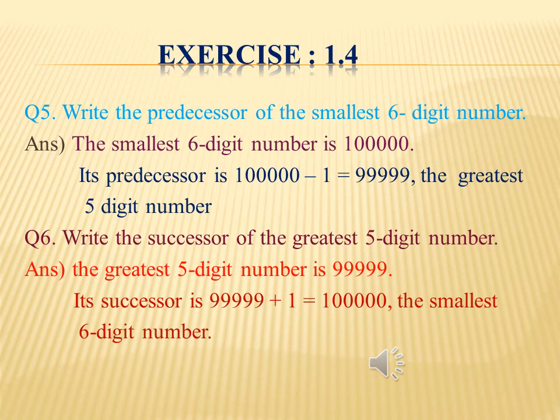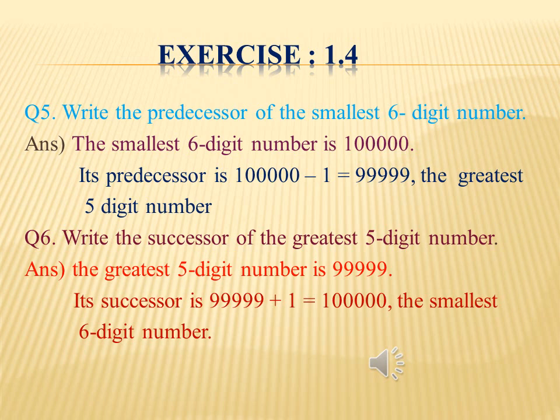Dear children, look at fifth question. Write the predecessor of the smallest six-digit number. We all know that the smallest six-digit number is 1 lakh. Now to find the predecessor of 1 lakh, we need to subtract 1 from it. That is 1 lakh minus 1 gives us 99,999, which is the greatest 5-digit number.